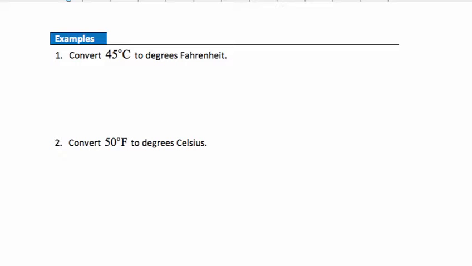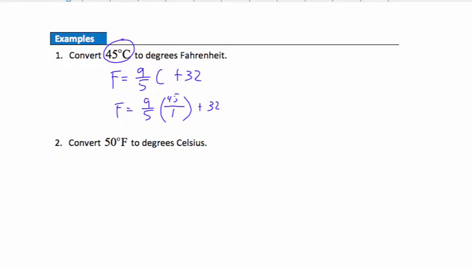Example 1. We're asked to convert 45 degrees Celsius into Fahrenheit. So we're starting with Celsius, going into Fahrenheit, so we want to use this formula. There's my formula. I know that I have 45 degrees Celsius, so I want to plug that in there. So let's see, I'd have F equals 9/5. I'm putting 45 in here, but let me write that as a fraction since I'm going to multiply it by 9/5. So that's 45 over 1 plus 32.